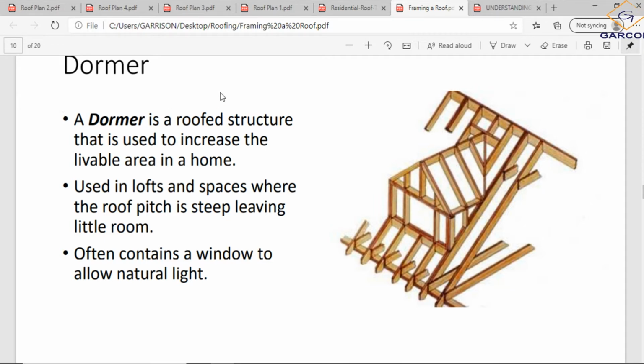A dormer is a roof structure that is used to increase the livable area in a home. Alright, it is used in lofts and spaces where the roof pitch is steep, leaving little room. It often contains a window to allow natural lighting. So you put dormers in, and that's the reason why most foreign houses have them, because they usually have an attic. They open the uppermost part of the roof, and you usually have one room or a little storage area where you store things, and they put a window in there for more light coming in.